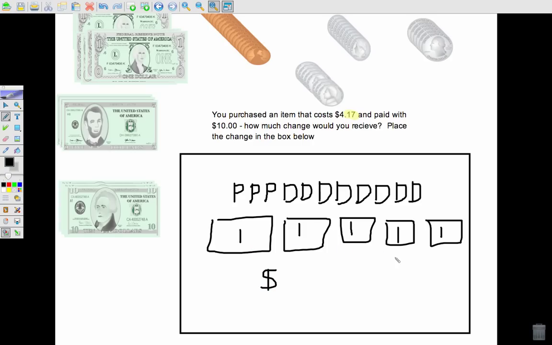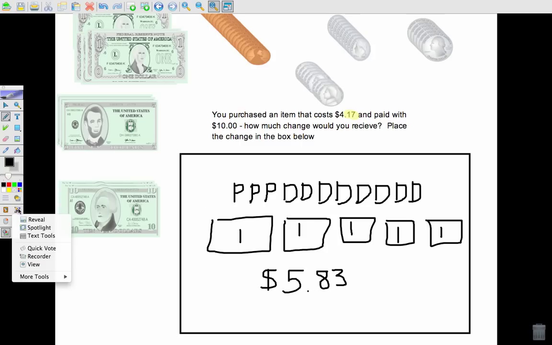When I add that all up together, I start with my dollar bills. I had $1, $2, $3, $4, $5. Then I go to my dimes. I had 1, 2, 3, 4, 5, 6, 7, 8 dimes, which is worth 80 cents: 10, 20, 30, 40, 50, 60, 70, 80. Then I ended with my pennies, 81, 82, 83. Altogether, you should have gotten a change of $5.83. If you got that, you're ready to move on to your next center. If not, watch this video again and try again.